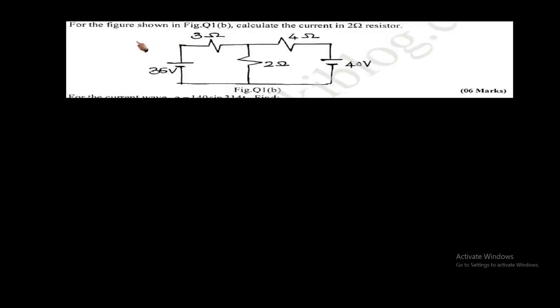See this problem. In figure 1.b, calculate the current flowing through the 2 ohm resistor. That means he is asking for the current flowing through this, which I am assuming as I3. The current flowing here I am taking as I1, and the next current flowing here is I2. This can be done by either nodal analysis or mesh analysis. I am following nodal analysis, which is very easy and fast.